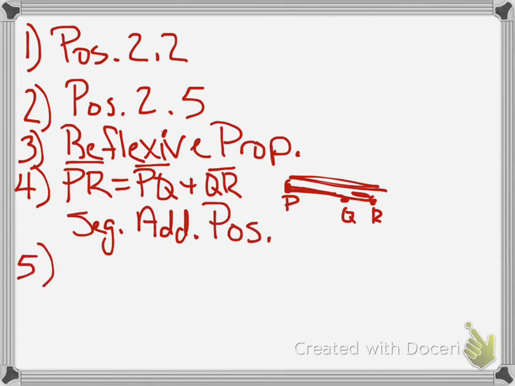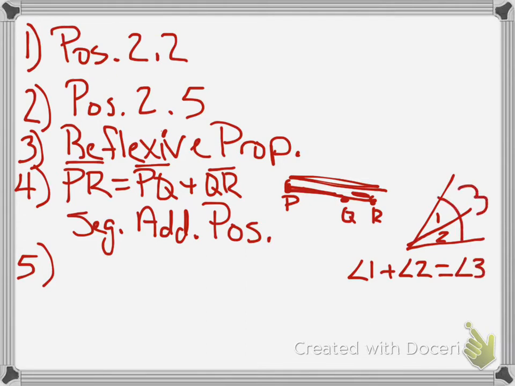Now keep in mind, if I did angles like that, with a big angle and a small angle, and let's say angle 1 plus angle 2 is equal to angle 3, then notice again, 2 small ones are giving me a big one, so that would be the angle addition postulate. Keep that in mind, because that's one way I can switch that up for tomorrow.